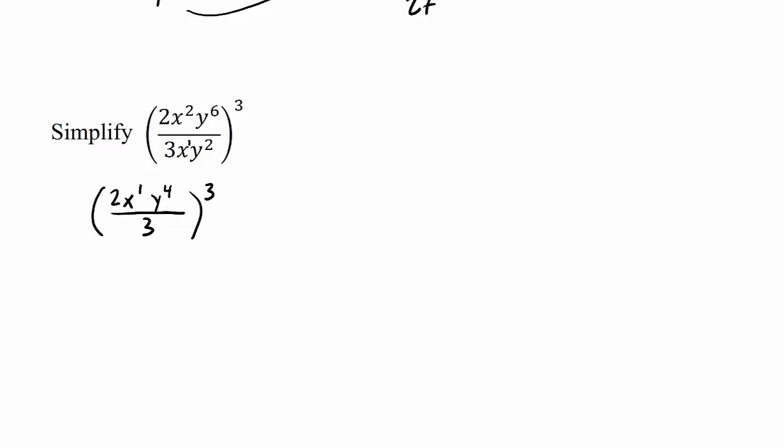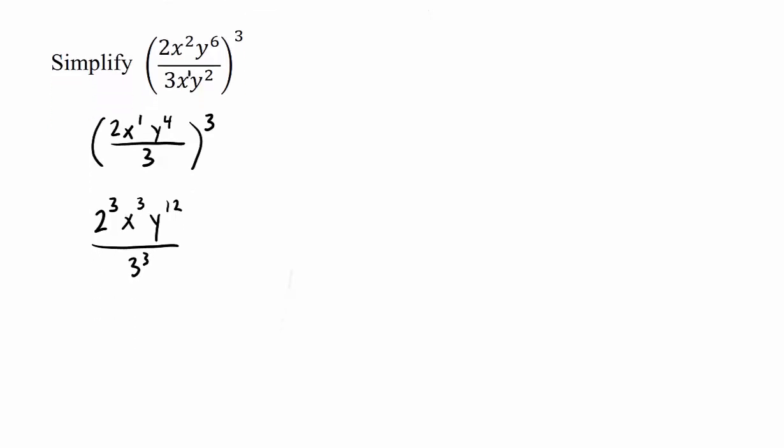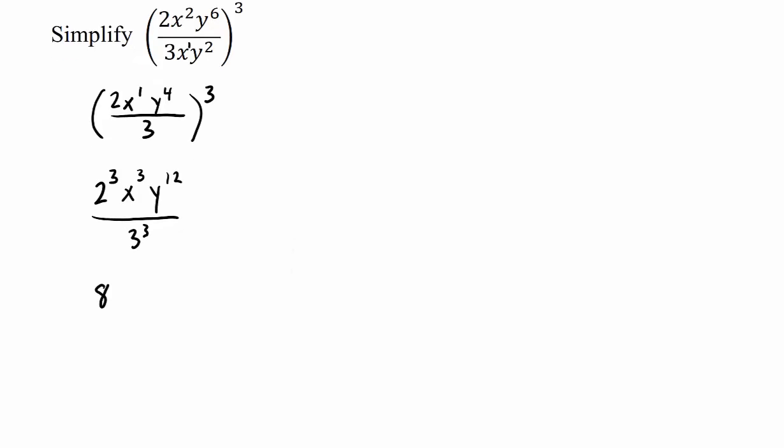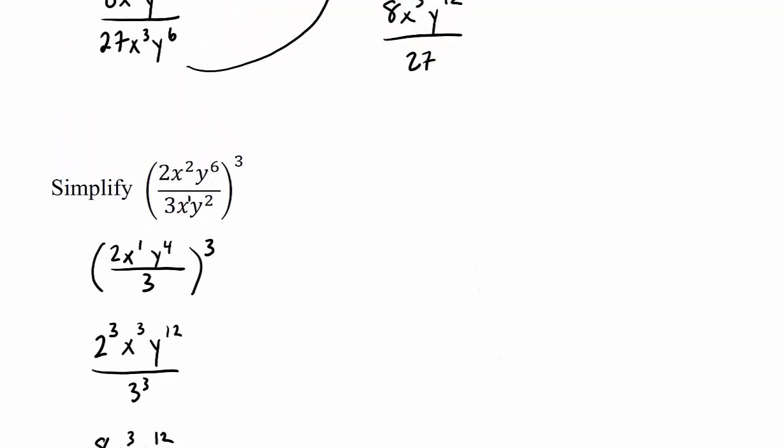We now have a power to a power. So the 2 is going to get the exponent of 3. The x, 1 times that 3 is 3. And then 4 times 3 is 12. All over 3 to the power of 3. And then if I simplify that, 2 to the power of 3 is 8. That's x to the power of 3, y to the power of 12 over, and in the denominator, 3 to the power of 3 is 27, which I can see I had the same answer up above.